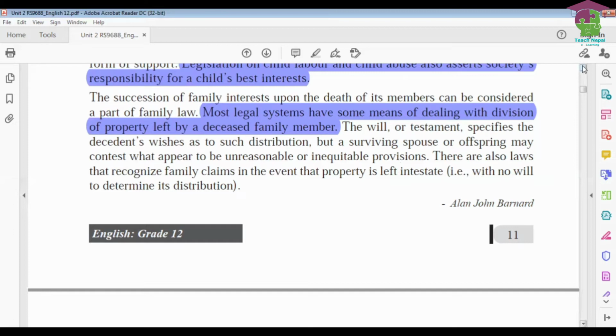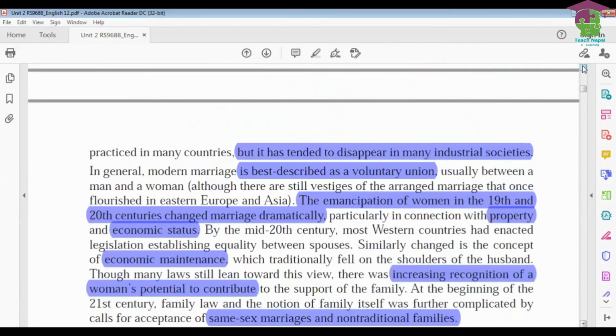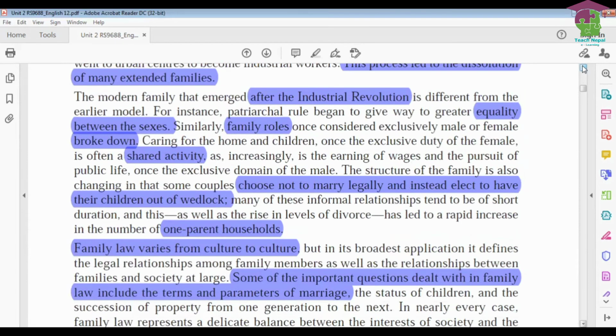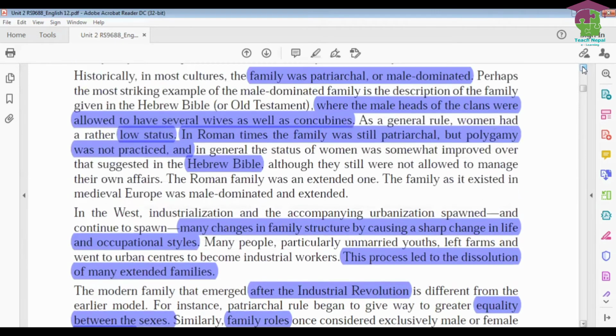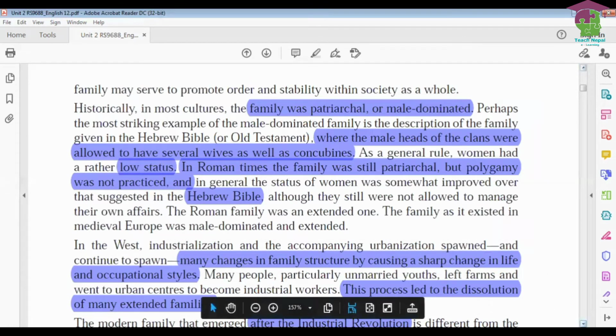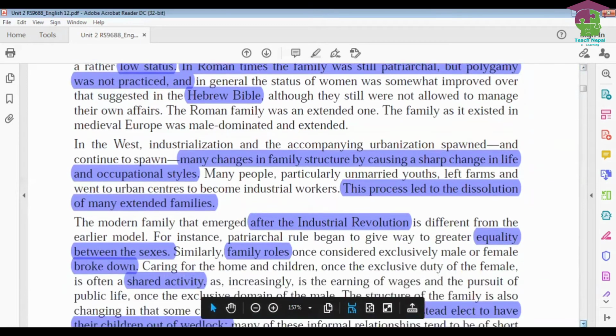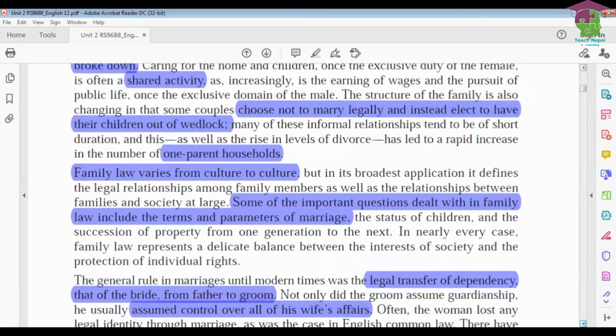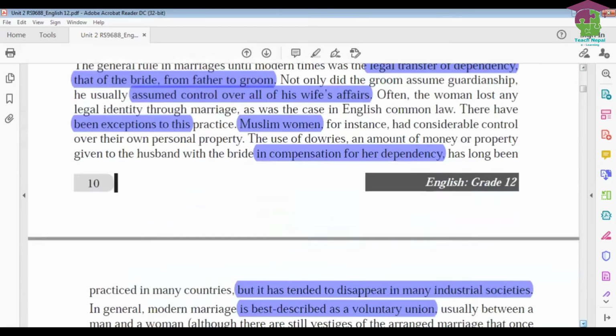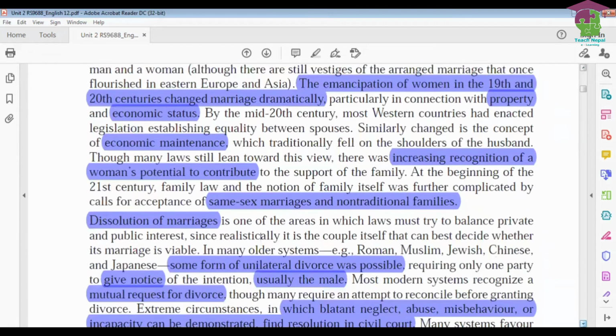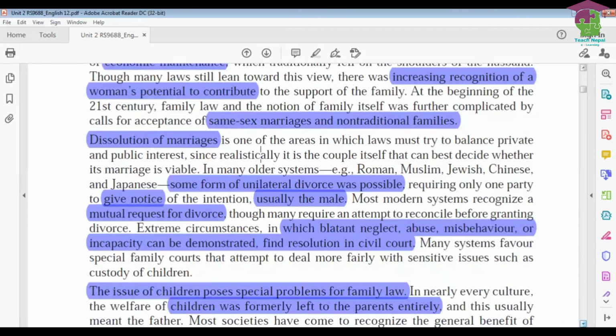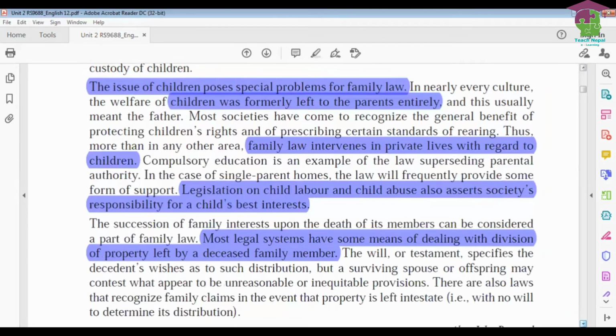So in this way, here the writer Alan John Bernard, we have discussed the types of families, right? The history of the families and how the family changed from patriarchal family to this shared family, or this modern family. We have discussed these things, and we have talked about the problems related to the dissolution of families and what problems might be there after the dissolution, right? And we have talked about the family law also. So in this way, we can deal with this reading text called family.